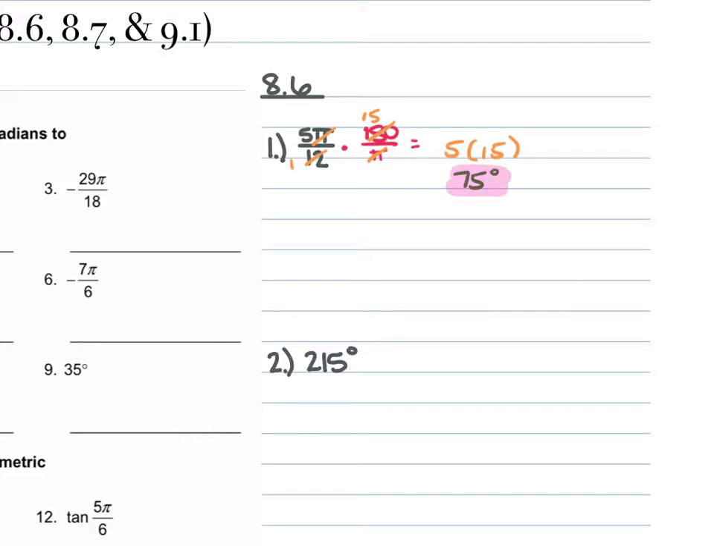For 215 degrees, we're going to put this over 1 and multiply it by pi over 180. So the 215 and the 180 are both divisible by 5. The 215 divided by 5 is 43, and the 180 divided by 5 is 36. So this is just going to be 43 pi over 36.